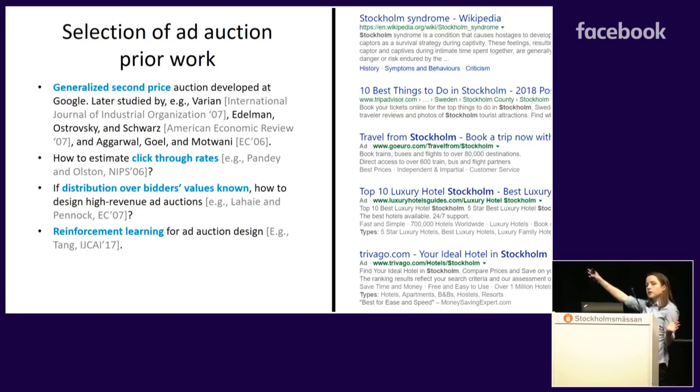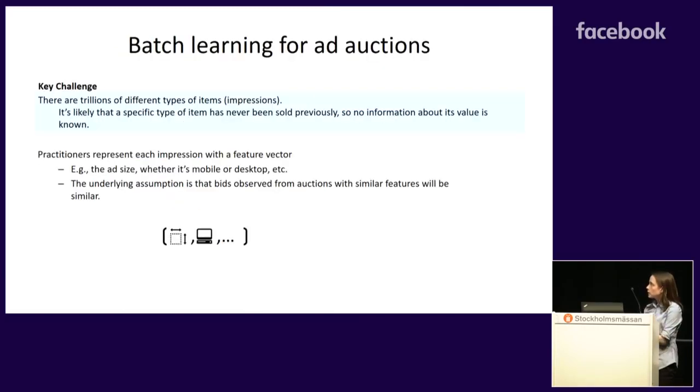There's been a ton of work on ad auctions, especially beginning in 2006, 2007. And I'm just going to talk about one that relates really nicely to this automated mechanism design literature and which has kind of an intuitive explanation behind it. So the key challenge in designing ad auctions using data is that there are literally trillions of different items for sale. Each item is an impression, an opportunity to show you an ad. And so it's likely that a specific item has never been sold before, so you might not actually have data points on that specific item.